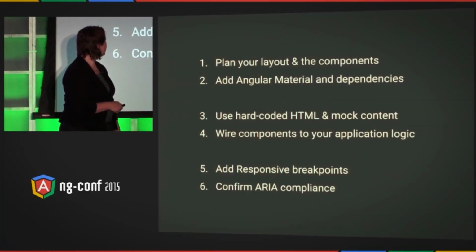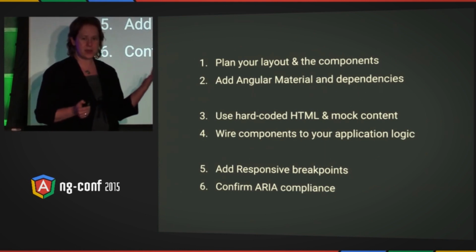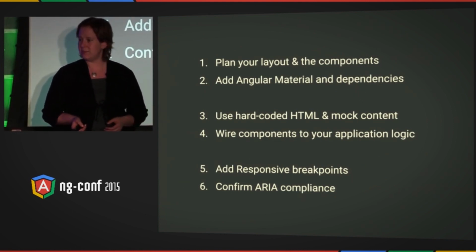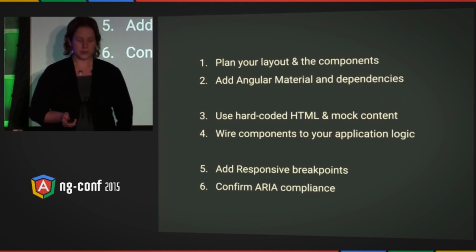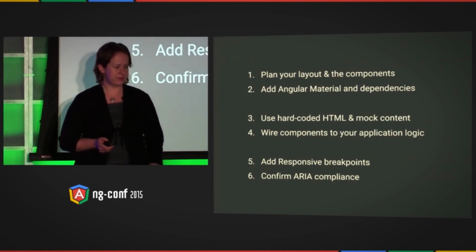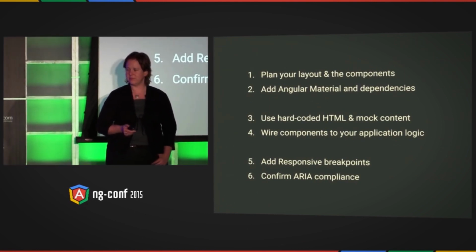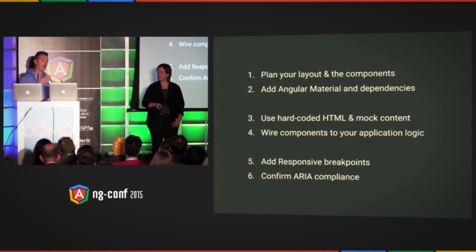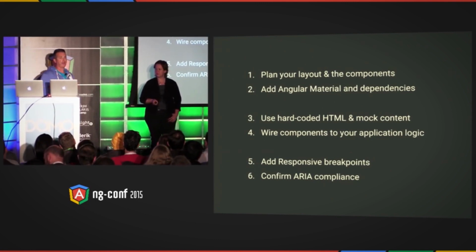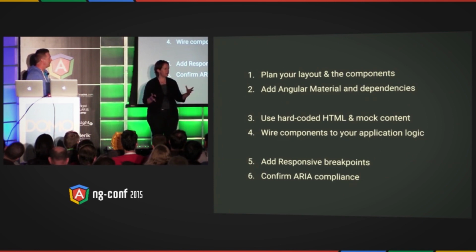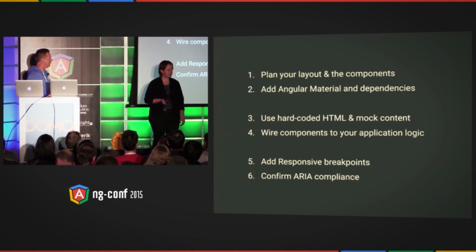Our first step in this talk, we're going to tell you how to plan your layout and figure out what components you're going to need. Next, we're going to talk about adding Angular Material and dependencies to your app. And then afterwards, we're going to start adding some HTML. We're going to start off with hard-coded HTML and mock content. And then once we see that it lays out properly and looks the way we want it to, then we'll replace that with dynamic HTML and wire in our custom application logic. We'll also show you how to add responsive breakpoints so that your content flows appropriately on different size screens. And last, we're going to talk a little bit about accessibility testing.